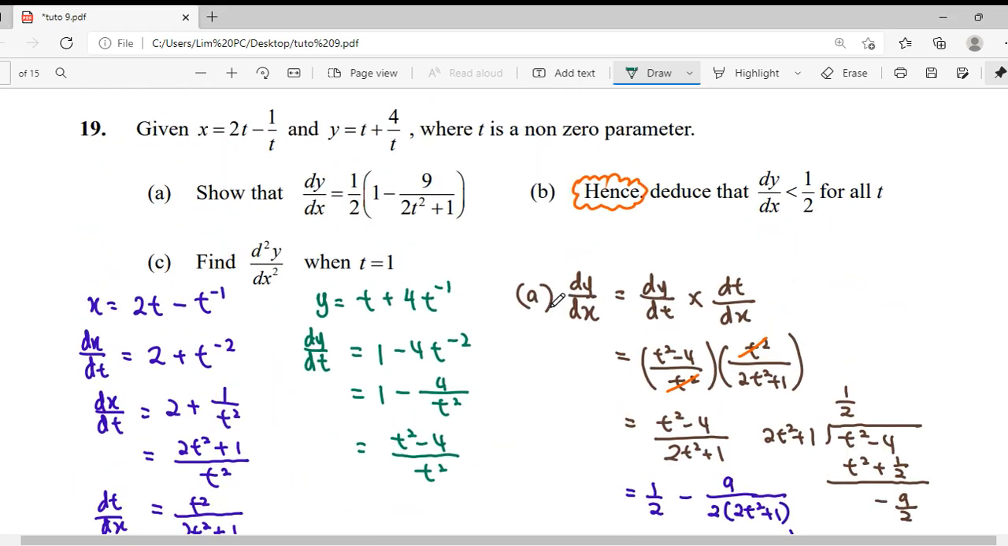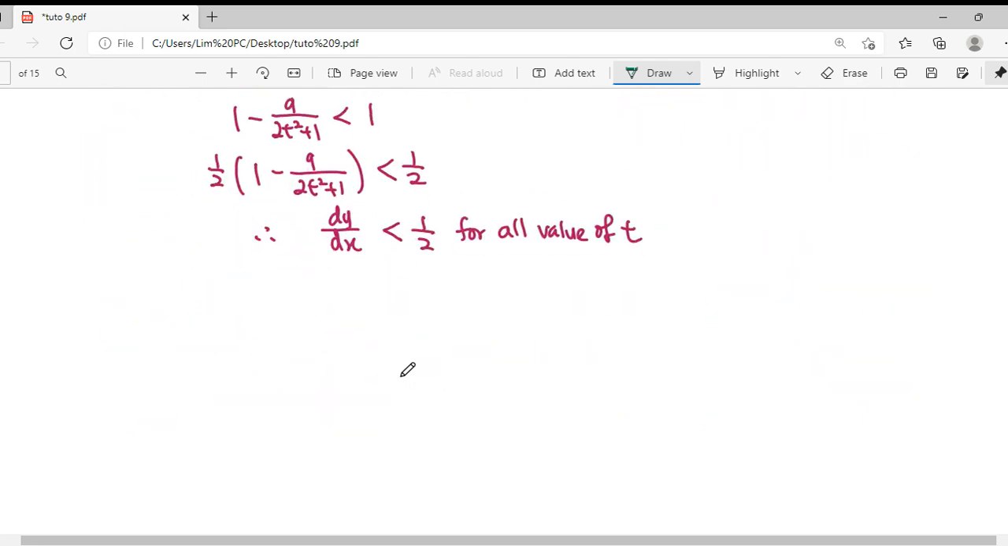Continue to our question C. Find the second derivative when t is equal to 1. So we are going to find our second derivative. Let's revise our formula to find the second derivative. We differentiate with respect to t for dy/dx. Because our dy/dx here is in terms of t, we differentiate with respect to t, then we need to times with dt/dx. So always use the chain rule in parametric differentiation.